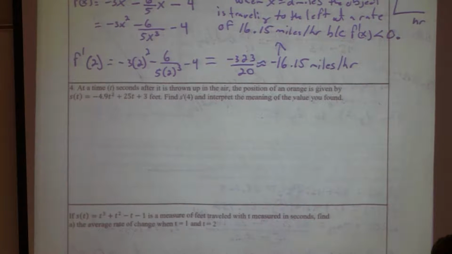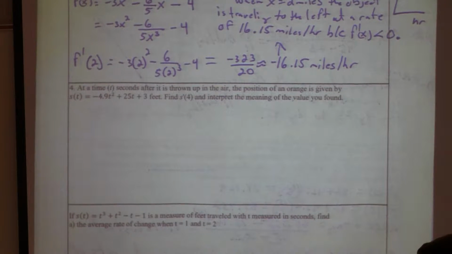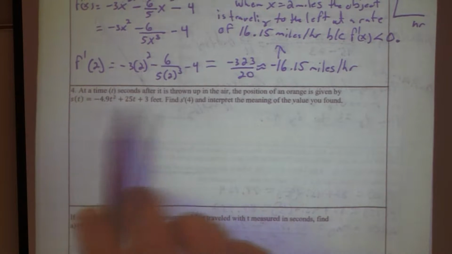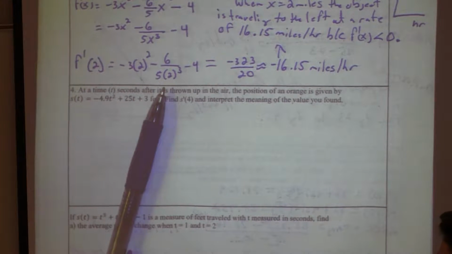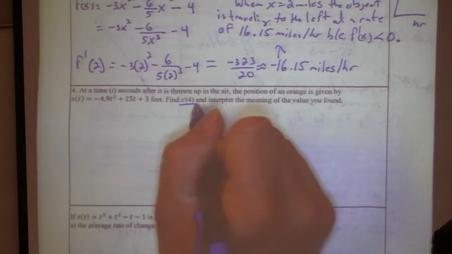So here's the orange, and it's being thrown. The path that it's traveling is following the parabolic trajectory. It's following this equation. So this function is telling me the position of the orange at every moment in time. I want to know what S prime of 4 is.